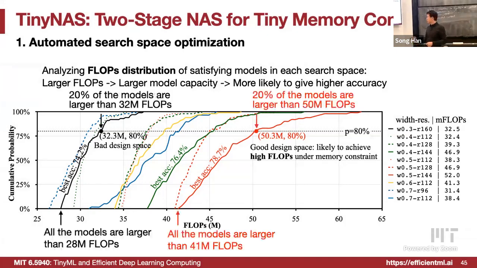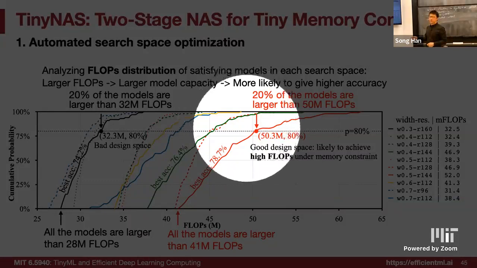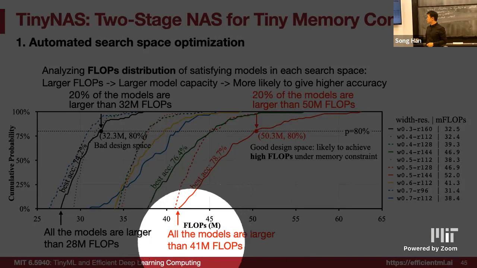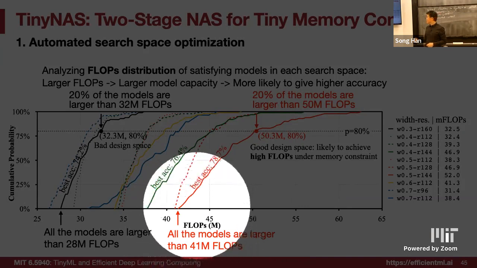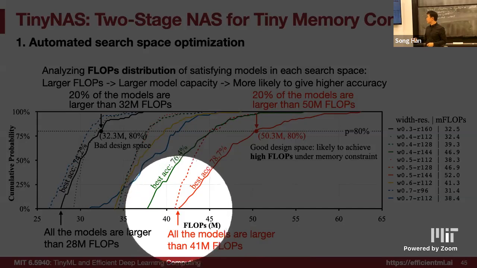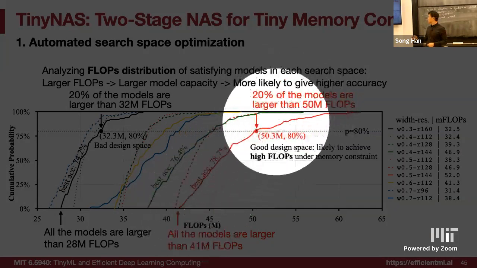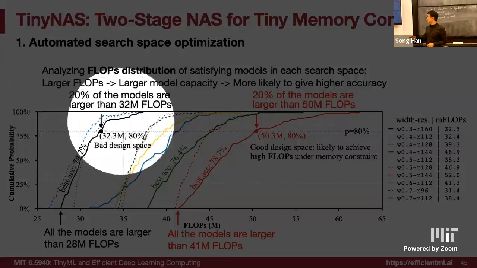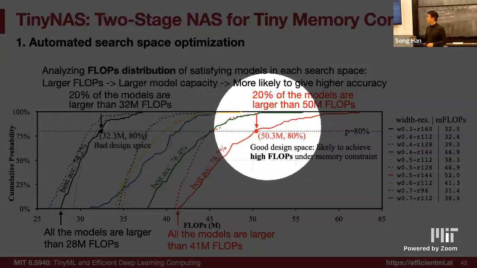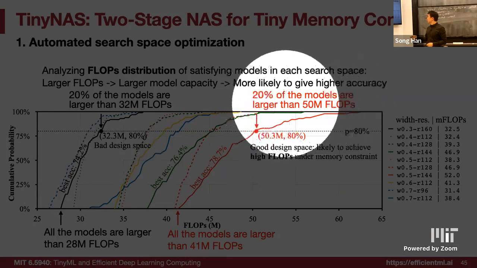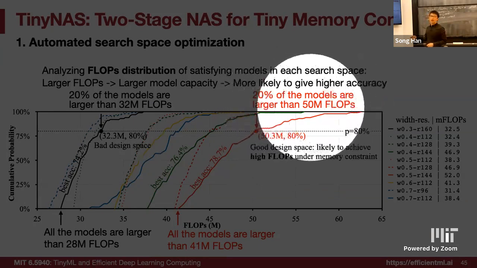So in different search spaces, the FLOPs are very different. For example, in the red search space, all the models have more than 41 million FLOPs. Here is 41, and all the models have more than 41 million. And 20% of the models, here corresponds to 80%, so one subtract 80% is 20%. So 20% of the models are larger than 50 million OPs.